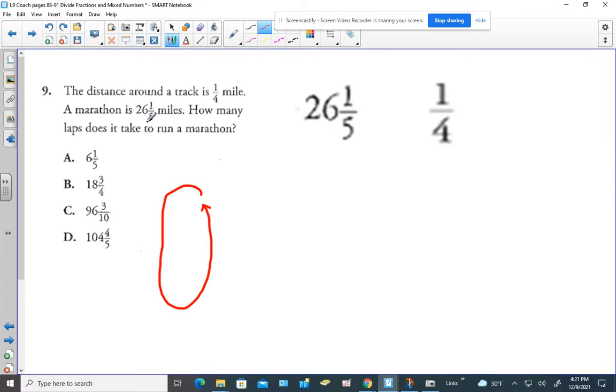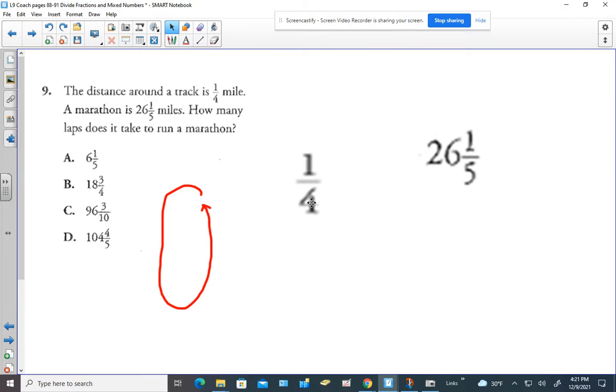Now a marathon is 26 and 1/5 miles. So we would expect to have to go around the track more than 4 times, because if we went around it 4 times, we would go exactly 1 mile. So what are we really doing here? Are we taking this and breaking it up into equal groups of 1/4? Or is it the other way around?